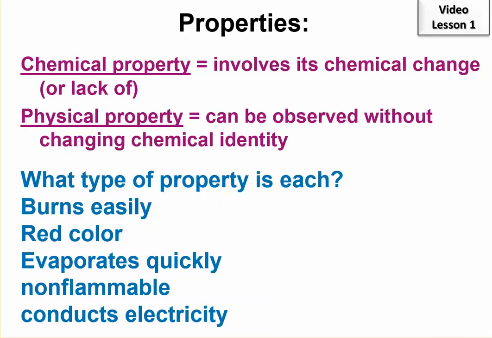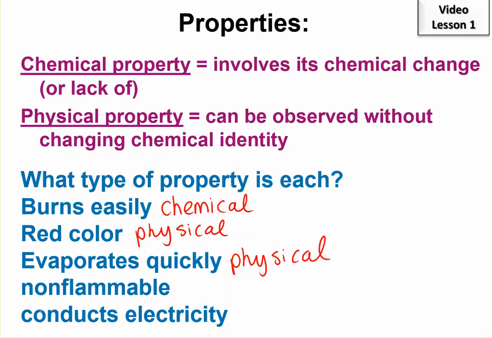Burns easily. Burning is a chemical reaction, so this defines a chemical property. Red color, that does not involve any chemical change or change in substance. That's just something that's observed. This is a physical property. Evaporates quickly. Evaporation is a physical change, so this is a physical property. Non-flammable, so this is its tendency to not react. So it's a chemical property.